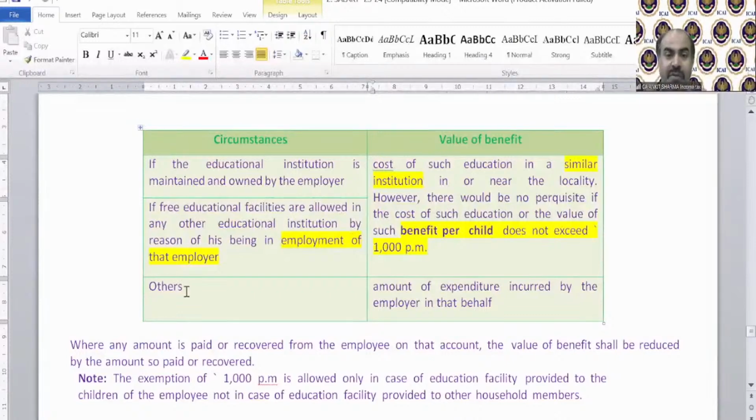In the other case, where your employer does not own that school, it is applicable for all employees and is going to be taxable for everyone. For example, I am working in a bank and my employer says your child can study in any school, we are going to pay. In that case it will fall in the other category. In the other category, there is no benefit of 1,000 per month per child. The whole amount is going to be taxable.